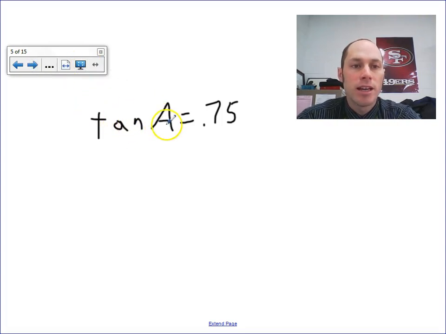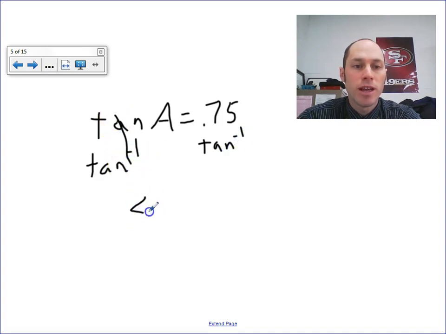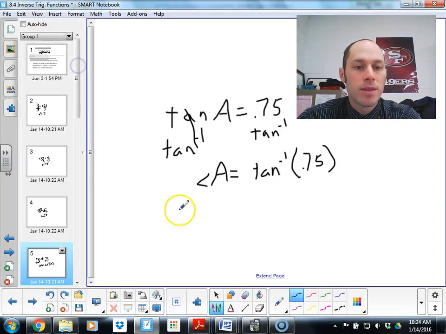So let's say I have the tangent of an angle A equals 0.75. Well, if I want to figure out what that angle is, I need to get that by itself. So I need to do the inverse of tan, which we just call tangent inverse. We don't have a fancy name for it. So I take the tangent inverse of 0.75. That'll give me the measure of angle A. So the measure of angle A will equal the tangent inverse of 0.75. I'll show you how we do that on our calculator.